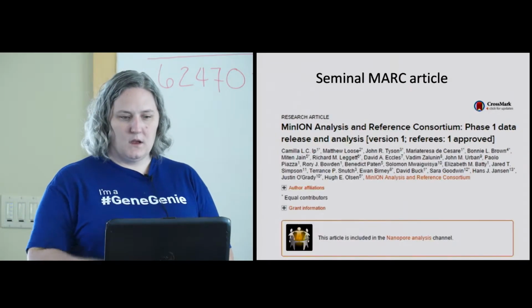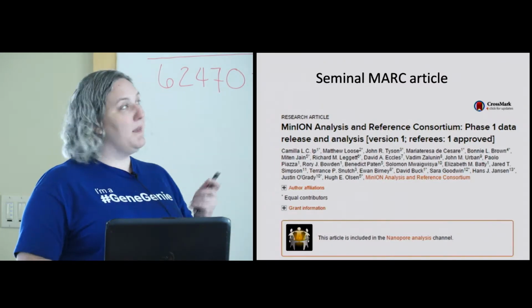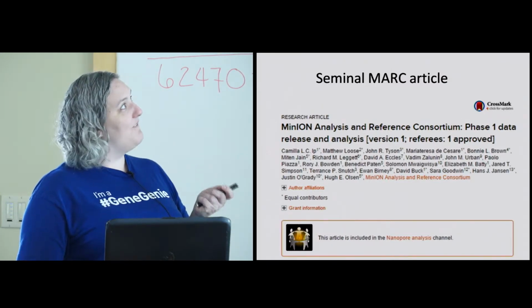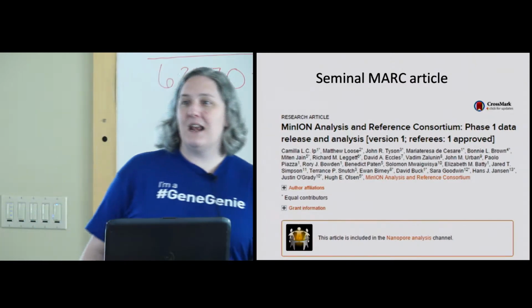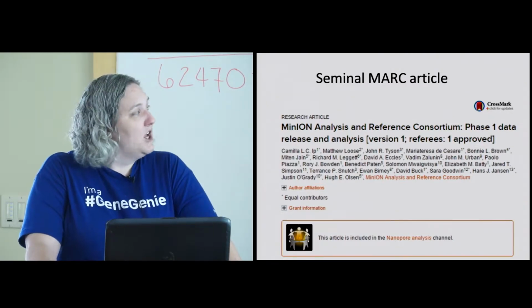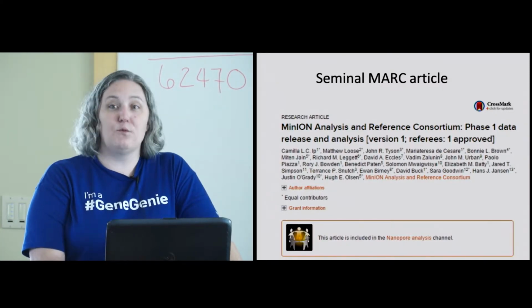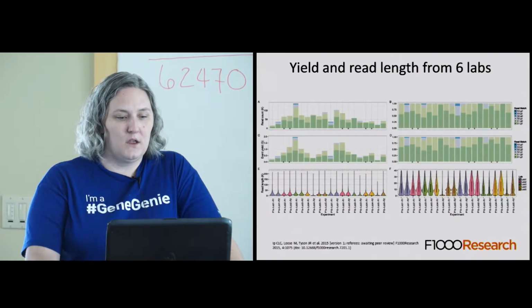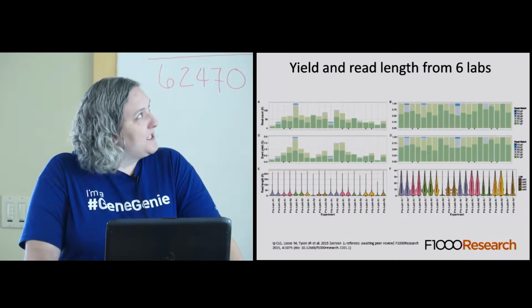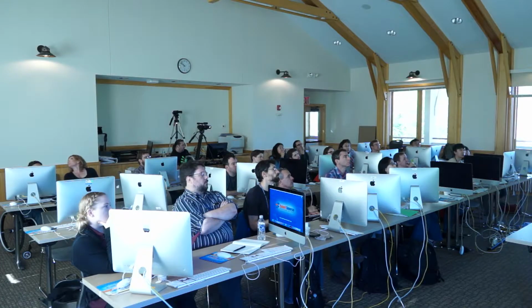So, the seminal MARC article, and this goes back to the does it work, is the MinION Analysis and Reference Consortium Phase 1 data release. This is data generated from E. coli from 6 different labs to evaluate how well this flow cell actually performs in the hands of real researchers from around the world. So we're going to go through some of these figures. They're not quite as clear as I was hoping, but we'll touch on some of the major points.